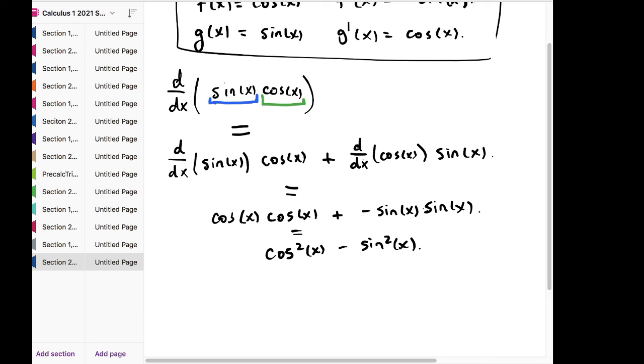Not quite 1. If it's plus, that would be 1. It's not minus 1 either, because this would be minus 1. This is a double angle formula for cosine. Yeah, cos 2x.